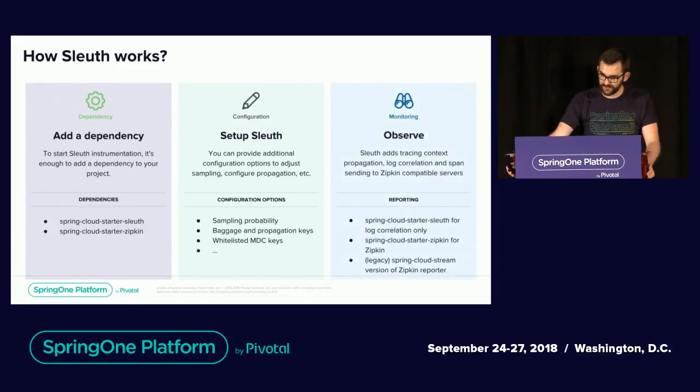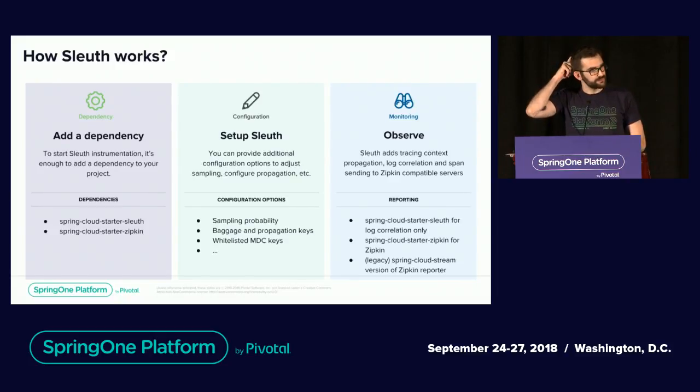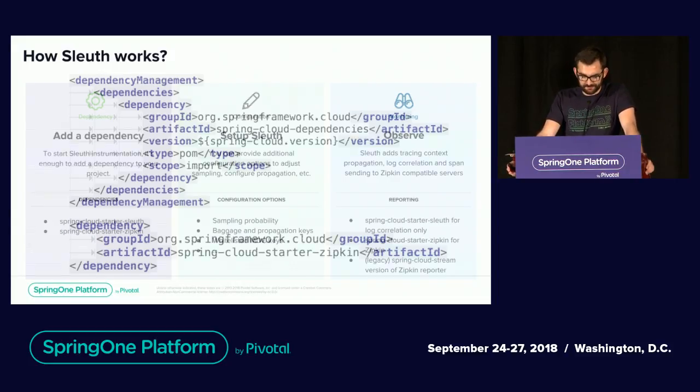And then time to observe. So your apps are running. The tracing context is propagated, logs are correlated, and once you send the spans to Zipkin or Zipkin-compatible servers, what happens is you could analyze the latency, do the latency analysis. Sleuth for log correlation, Zipkin for sending to Zipkin, and there was the legacy thing, which is deleted since 2.0, Spring Cloud Stream. So you could have a stream server, and you could have a stream client to send out spans. Now it's completely removed. In Edgware, I guess it was deprecated.